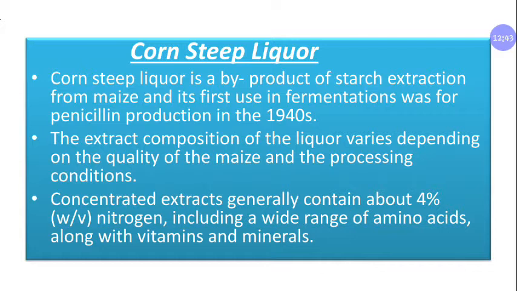Corn steep liquor is a byproduct of starch extraction from maize, and its first use in fermentation was for penicillin production in the 1940s. The extract composition of the liquor varies depending on the quality of the maize and the processing conditions. The concentrated extracts contain about 4% nitrogen, including a wide range of amino acids along with vitamins and minerals.